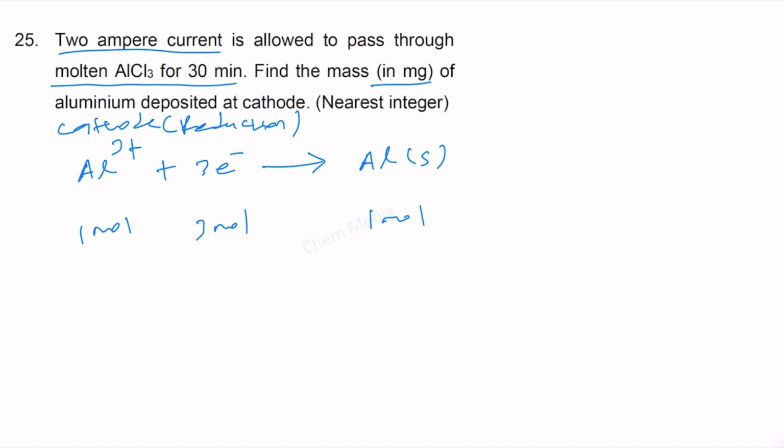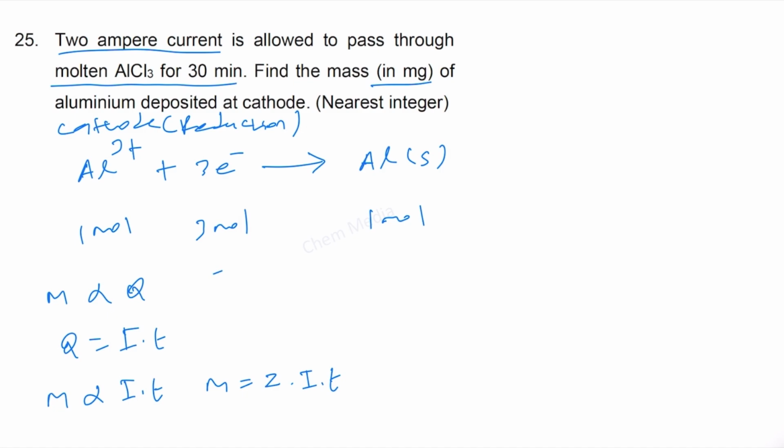Now, we need to calculate the mass of Al deposited at the cathode in milligrams. As per Faraday's first law of electrolysis, mass of the substance deposited or liberated at any electrode is directly proportional to the quantity of electricity or charge Q passed. Q is equal to current times time. Therefore, mass is proportional to current times time. To get rid of the proportionality factor, we introduce a constant called Z, that is the electrochemical equivalence. Therefore, mass is equal to Z times current times time.